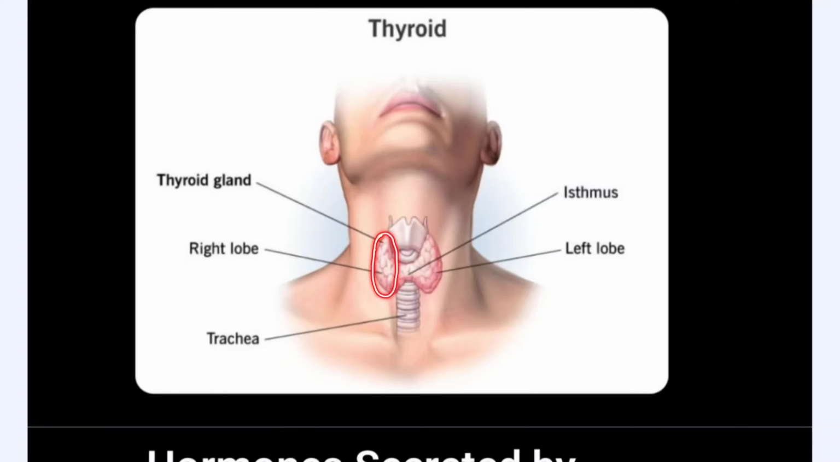Now you can see this is thyroid gland, which is present below the larynx, and it has two lobes. This is one lobe and this is one lobe, and both the lobes are connected by isthmus. And the trachea, you can see this is passing behind the thyroid gland.